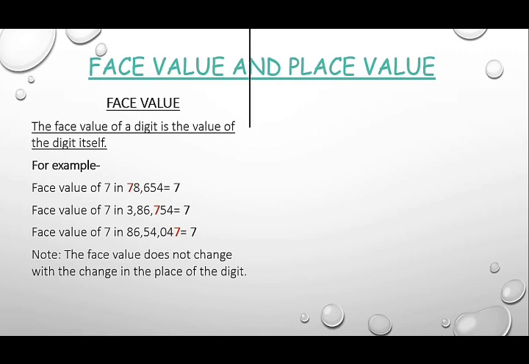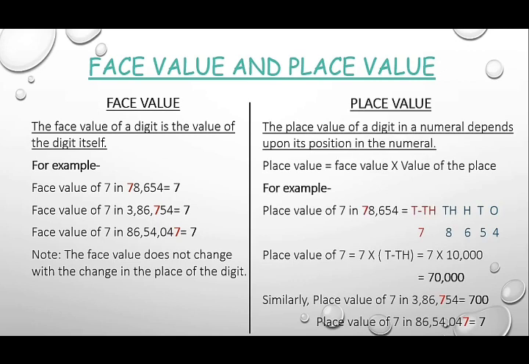Now let us understand place value. The place value of a digit in a numeral depends upon its position in the numeral. That is, place value is equal to face value into value of the place. I have taken the same numbers as examples to make it clear. Place value of 7 in 78,654. Here 7 is in 10,000's place. So, place value of 7 is equal to 7 into 10,000, that is equal to 70,000.